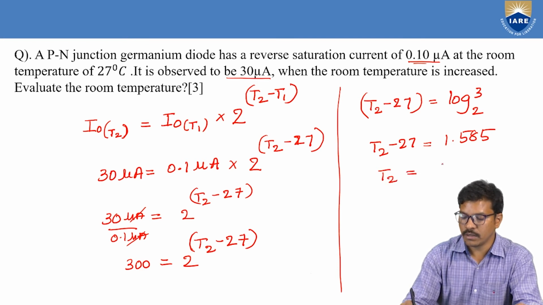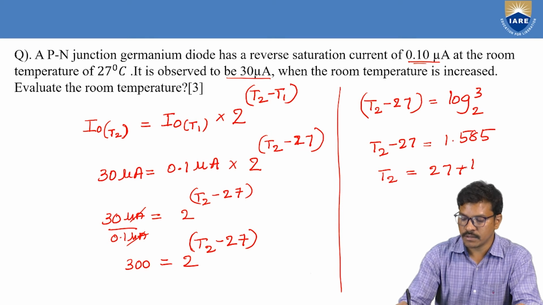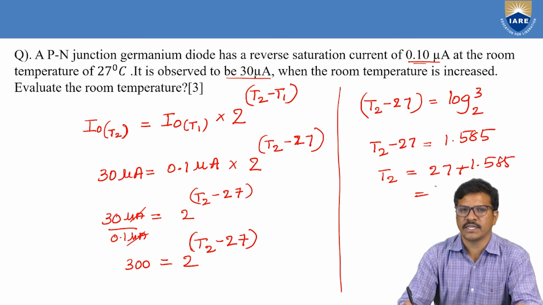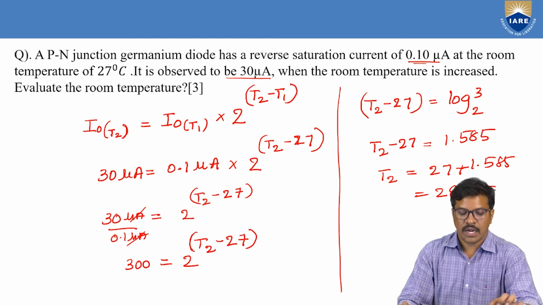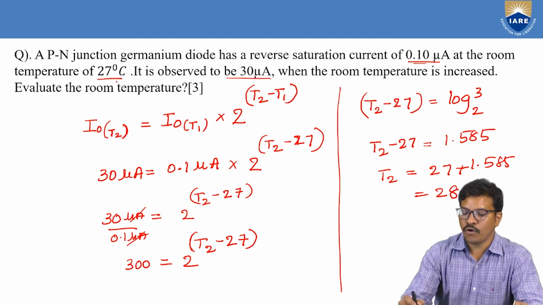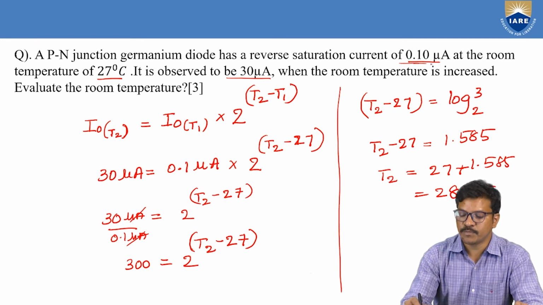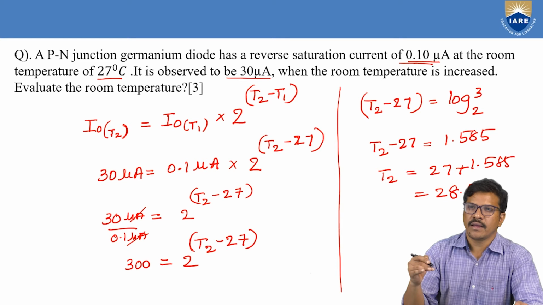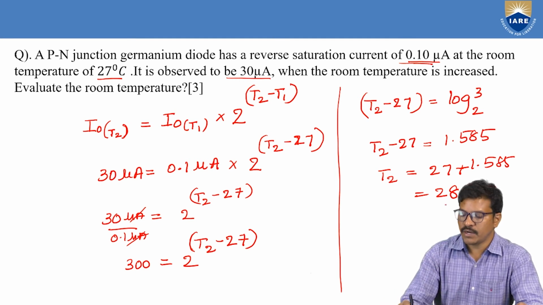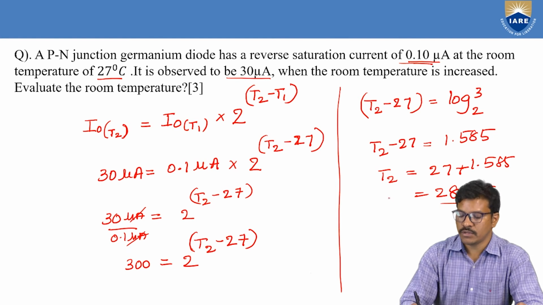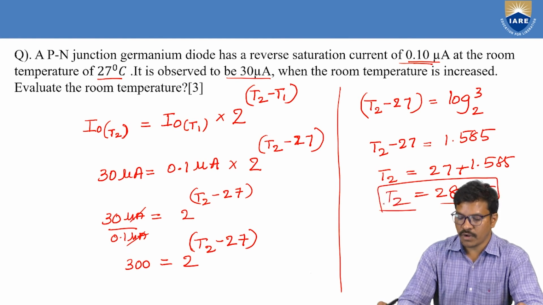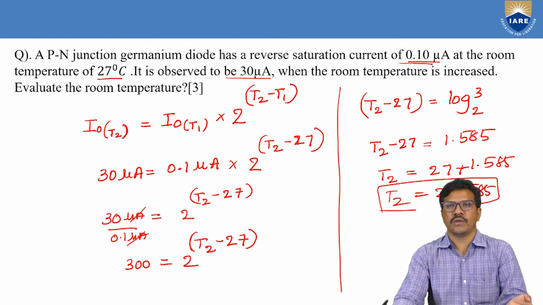T2 is equal to 27 plus 1.585. What will be the new temperature? The increased temperature is 28.585. After 27 degrees, the reverse saturation current flow in the PN junction diode is 0.1. When that current will increase to 30 microampere, what would be the new temperature? It is 28.585. So that 1.585 improvement in the temperature will be with 30 microamperes.